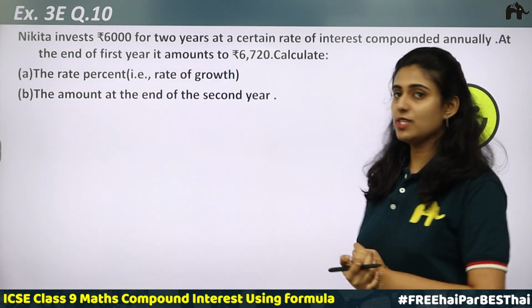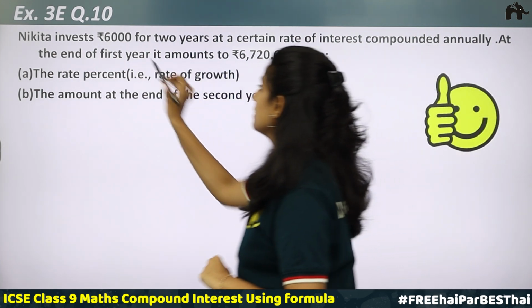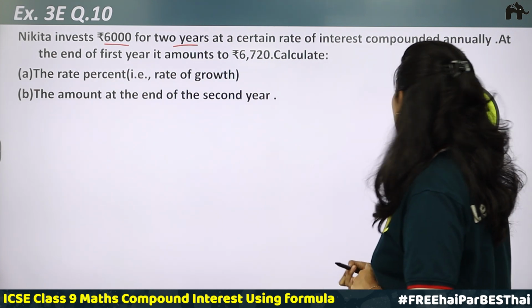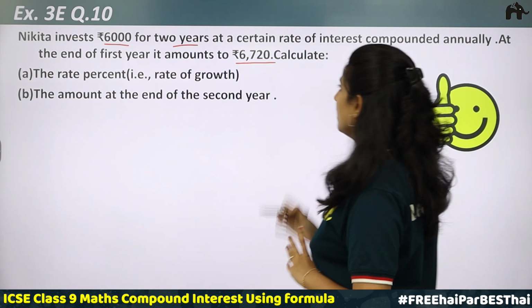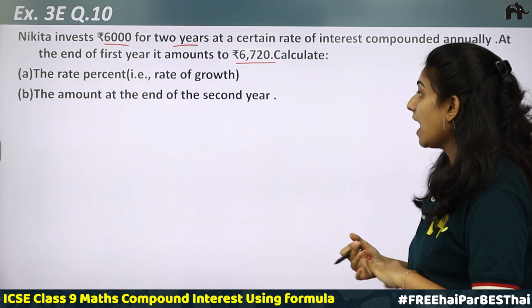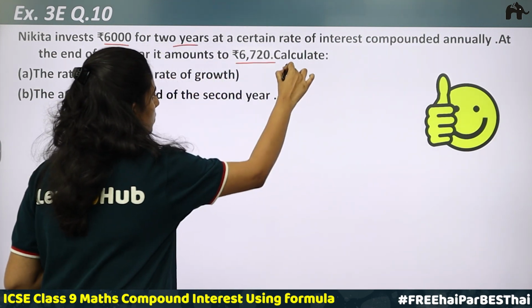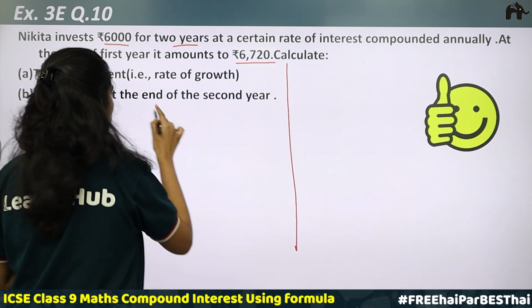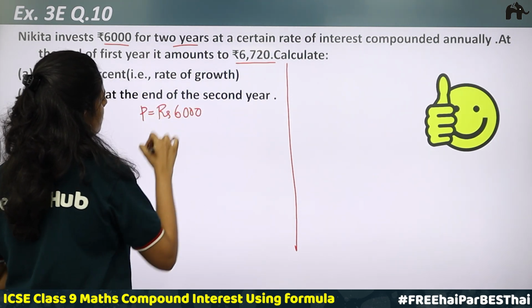Here we have the final question for today. Question 10 of exercise 3E. Nikita invests rupees 6,000 for 2 years at a certain rate of interest compounded annually. At the end of first year, it amounts to rupees 6,720. Calculate the rate percent and the amount at the end of second year. So first we'll calculate the rate percentage. To calculate rate percentage, what are the things that is given in the question? We know the principal. Principal is rupees 6,000.